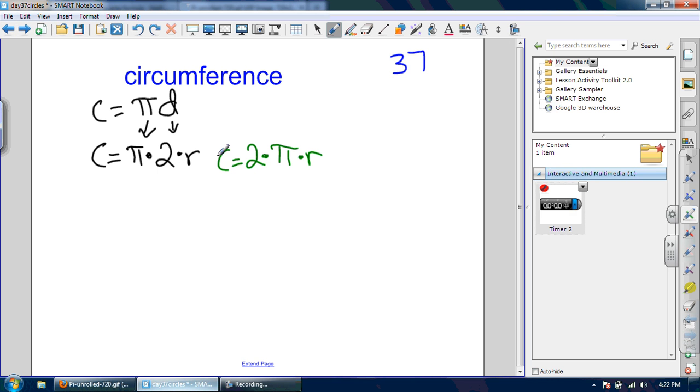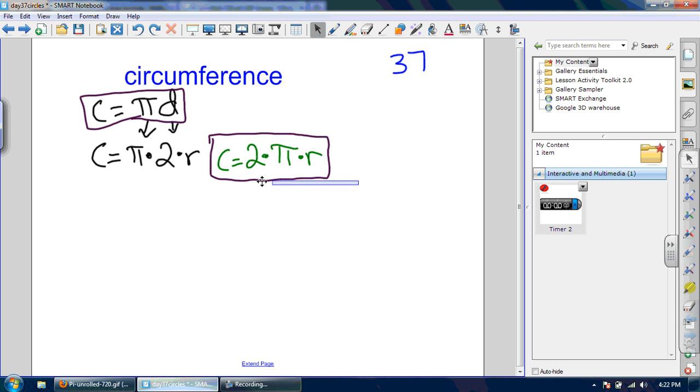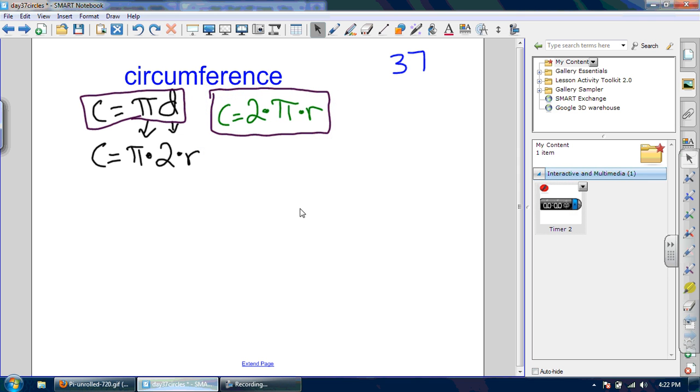All right. So our two formulas, we have, let's go purple. Circumference is pi times diameter, or circumference is 2 times pi times the radius. Both of these mean the exact same thing. It just depends on what the problem asks you.